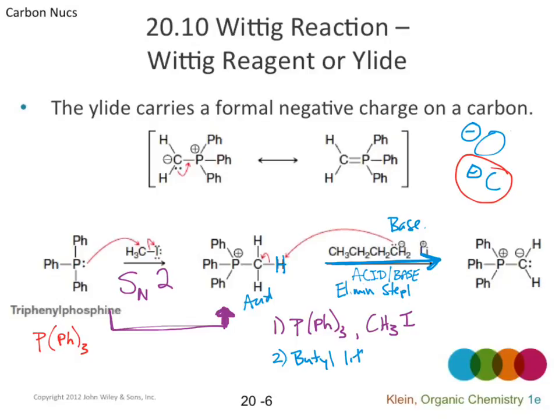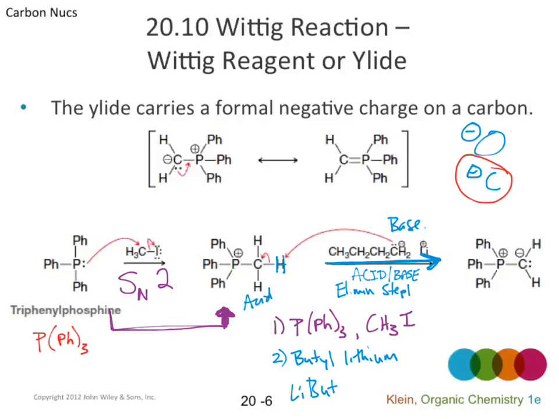You'll sometimes see it written out as butyl lithium. Why butyl lithium? There's 4 carbons. So we've got butyl lithium. You might also see LiBu or something along those lines. Okay. That is a very, very strong base. We'll pull off that hydrogen off of our carbon.